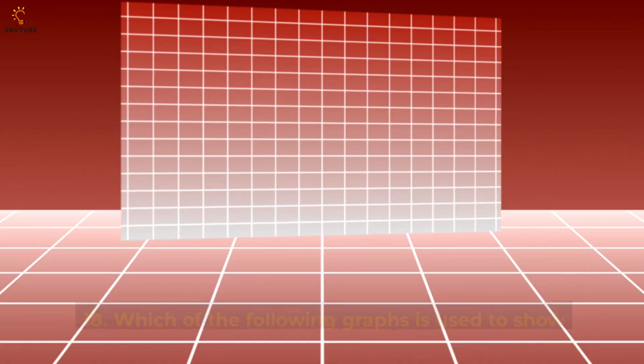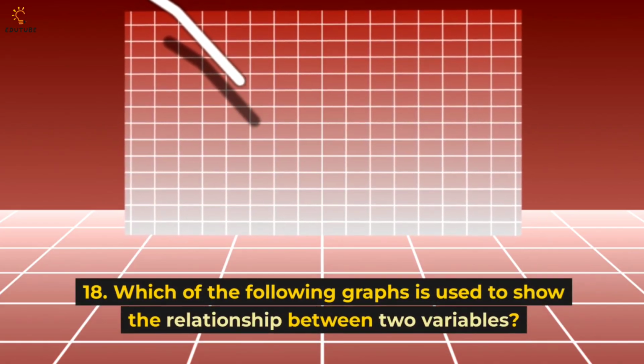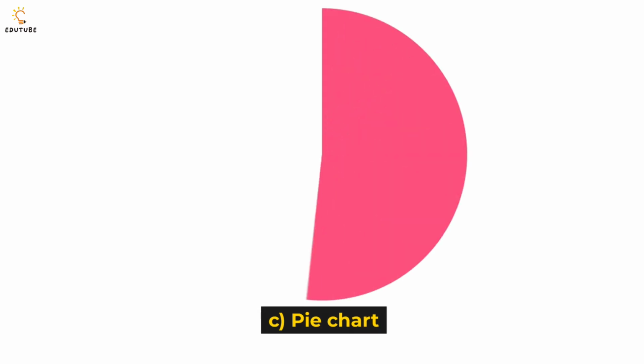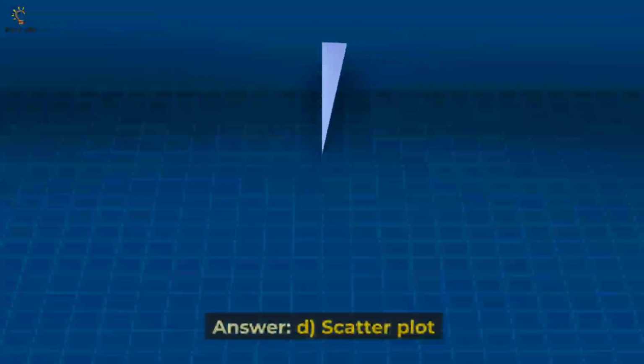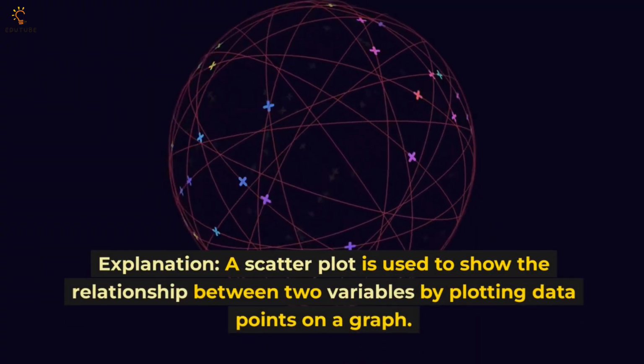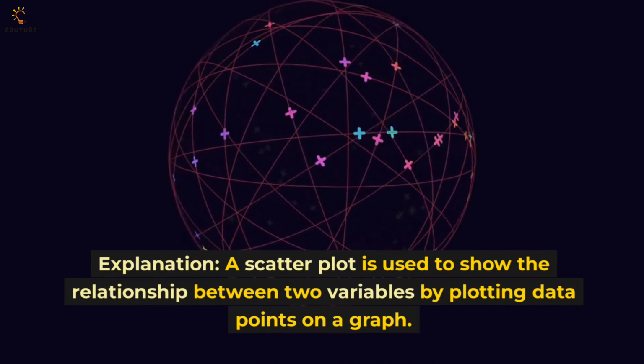18. Which of the following graphs is used to show the relationship between two variables? A. Histogram. B. Line graph. C. Pie chart. D. Scatter plot. Answer. D. Scatter plot. Explanation. A scatter plot is used to show the relationship between two variables by plotting data points on a graph.